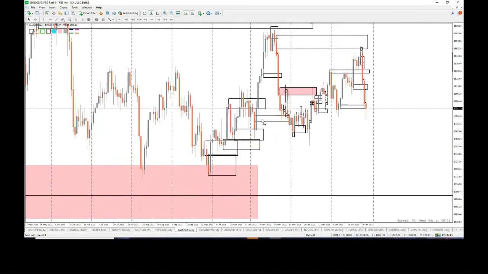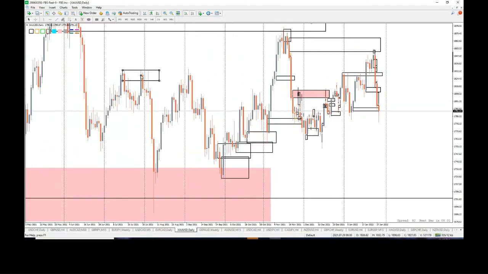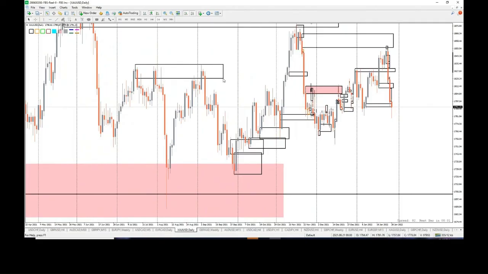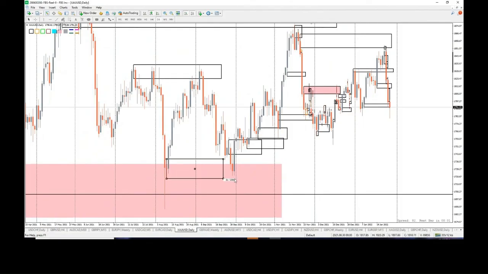This is only higher time frame. That's why higher time frame is important for you. You can see it from daily zone to buy zone to daily buy zone. I always use daily, weekly, and mostly the last time frame is H1.